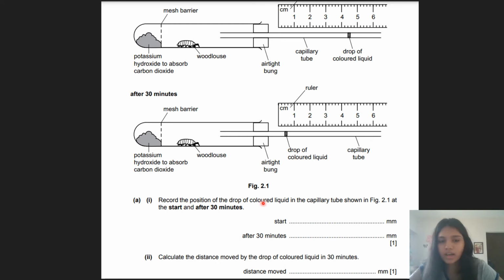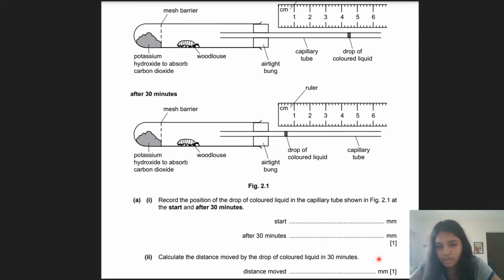Here they said record the start position and the end position of the colored liquid in the capillary tube. We've already discussed 4.5 centimeters, but in millimeters. Units are important. Therefore, 4.5 times 10 is 45, and 0.5 times 10 is 5. Calculate the distance moved by the drop. You will simply subtract the lower from the higher height. That's basically 45 minus 5, which is 40 millimeters.